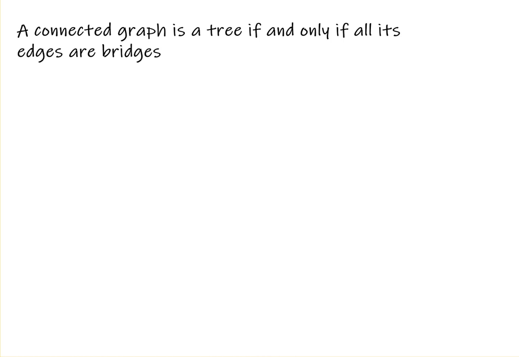So here we're talking about another characterization of trees. That's not in the book actually. So it says the following: a connected graph is a tree if and only if all its edges are bridges. And this is actually very easy if we just look at the two definitions of a bridge and a tree and maybe use theorem 4.1. Let's write them all out.